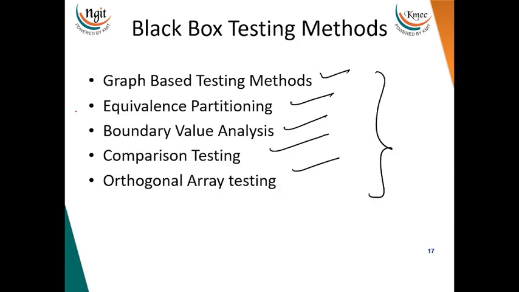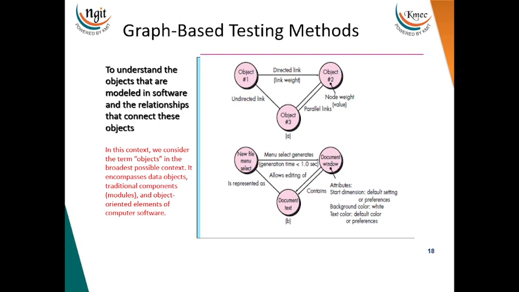Black box testing is divided into graph-based, equivalence, boundary values, comprehensive testing and orthogonal. We are going to see only graph-based testing. What do you mean by graph-based testing? Here we have object 1, object 2, object 3 and these are direct links. What do you mean by that?